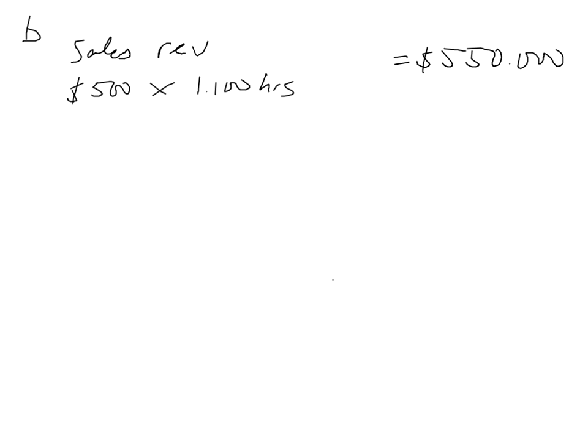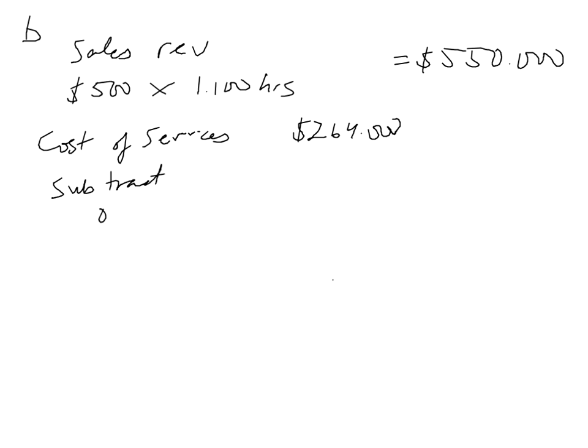Then our cost of services, that was 264, but remember that was a little bit off because that 264 includes the applied overhead, and remember we applied overhead of $2,000 too much, so we're going to have to subtract over applied overhead of 2,000. So these two are going to net to 262.